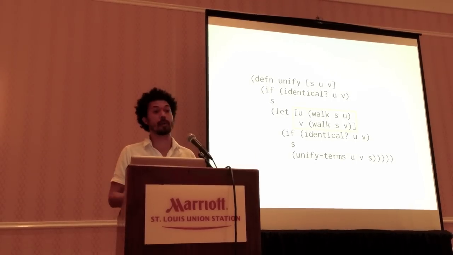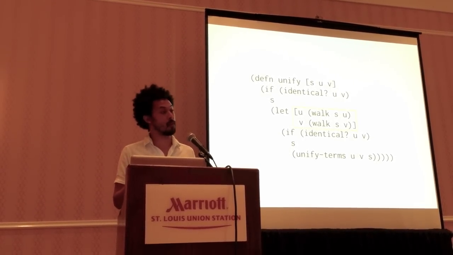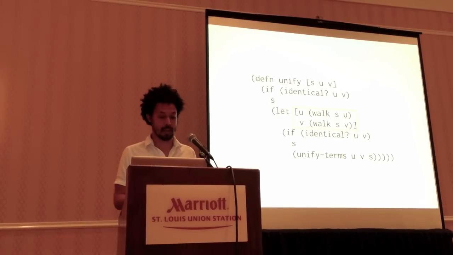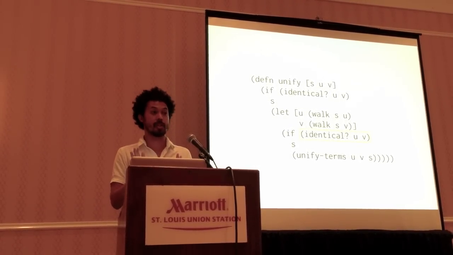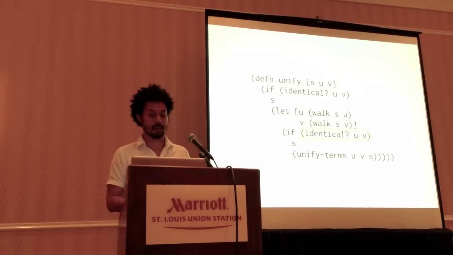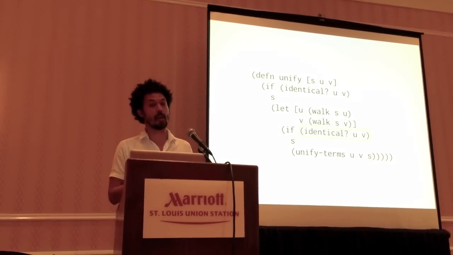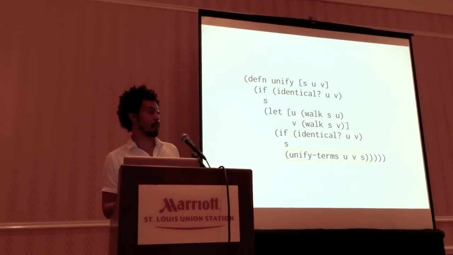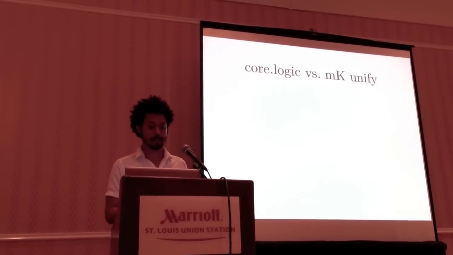If they aren't identical, then what do we do? We walk them. We already know what that does. It's going to give us back what that value really is if we were given vars. And then we do another slight optimization here. We check, are they identical now? If they are, then just return the substitution. If they aren't, we need to do more work. We actually have to attempt to unify the two terms.